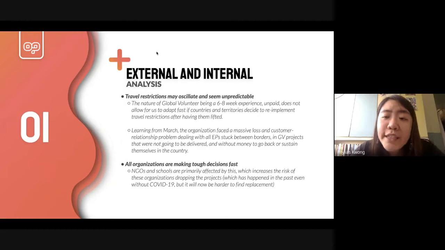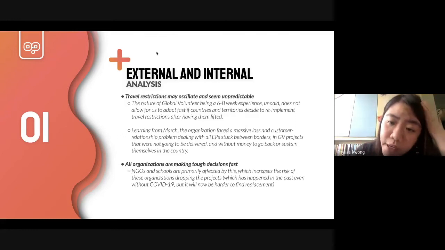So in terms of external and internal analysis, I think we have mentioned before already, because the travel restriction may oscillate and also seems unpredictable, right? So that's why the nature of GV may change, and the demand will be different again. So we need to see how we can adapt faster when the travel restriction lifts. That's why we will see where our customer is again.